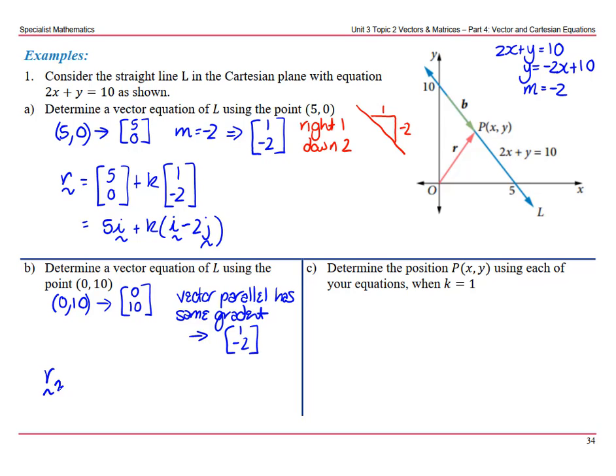I'll label this R2, is going to be (0, 10) plus k times (1, -2), which is going to be 10j + k(i - 2j). Now note, the position vector may be any point on the line 2x + y = 10.